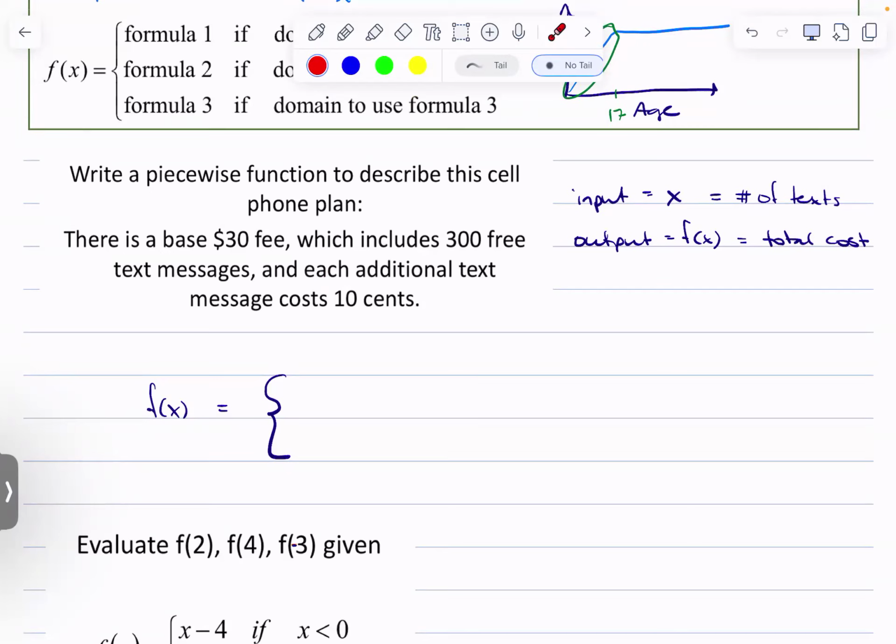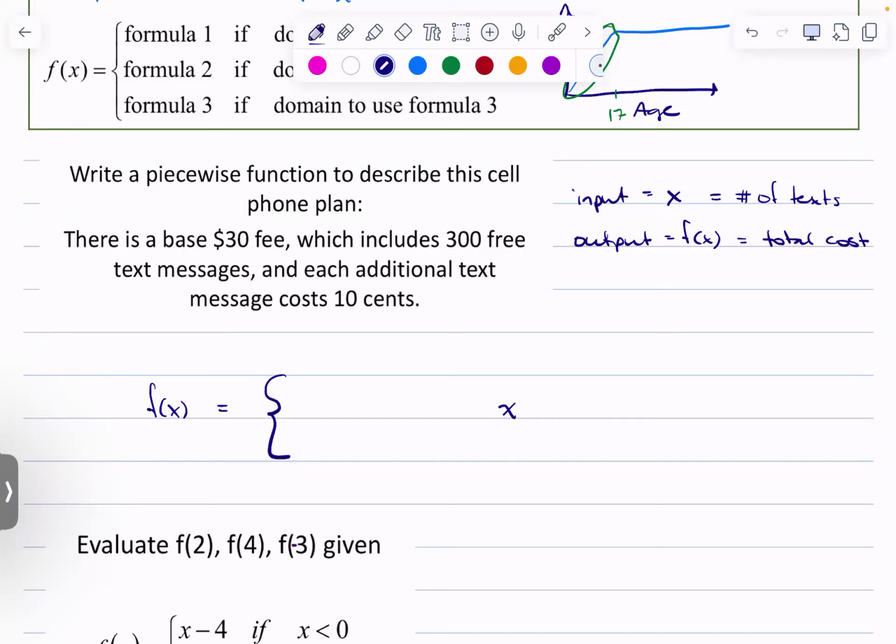That's kind of problem solving, but you probably don't set up the formula in a piecewise function, even though that is technically what you're using, right? So what is the formula? So if x is the number of texts, then I know that if x is 300 or less, the cost is going to be $30. Okay? So let's start there.